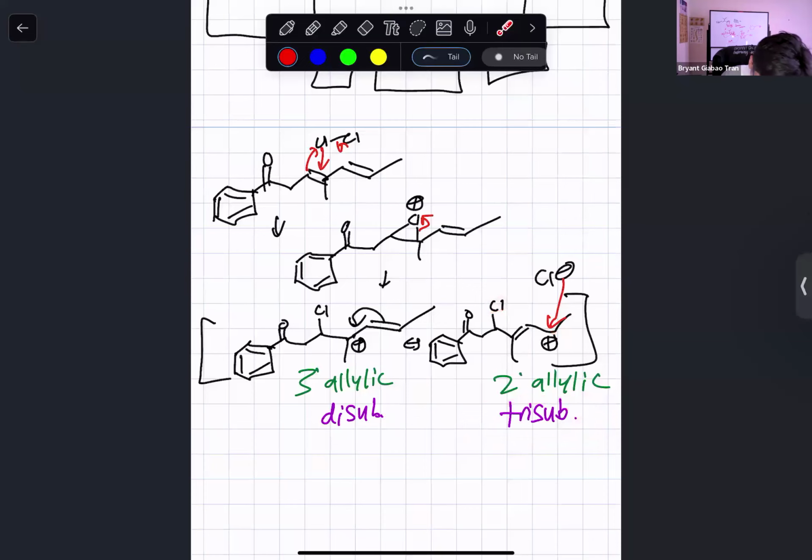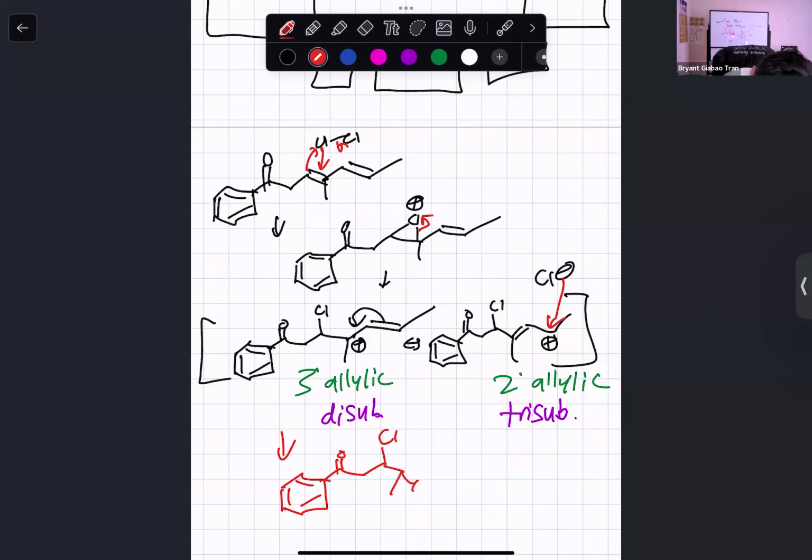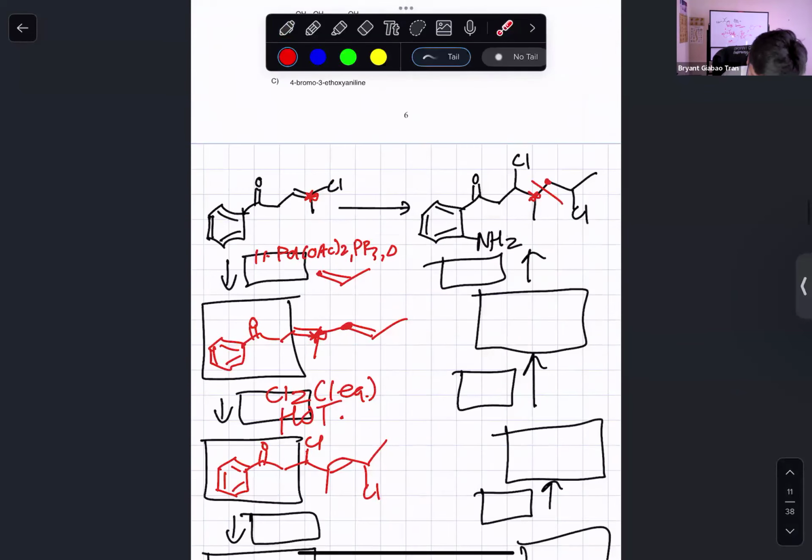If we did cold, right, the cold conditions would give us this product here, which will put the chlorines on the wrong position, right? We don't want the chlorines here. That's the wrong position. They're too close to each other, right? So you gotta look at where your chlorines are in the product.